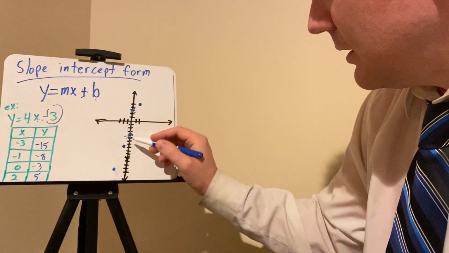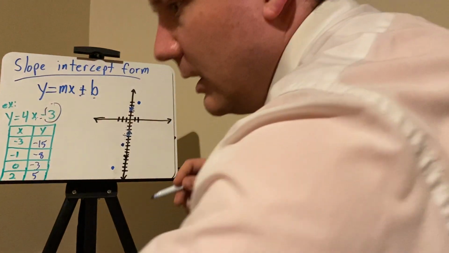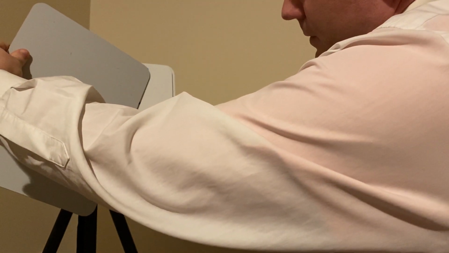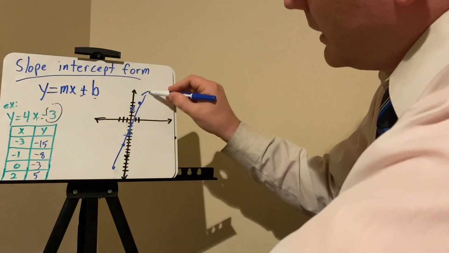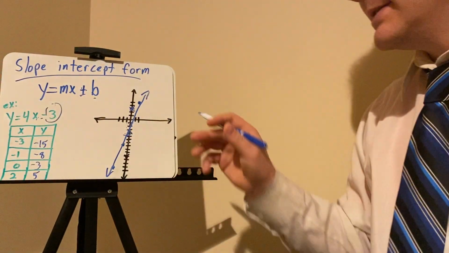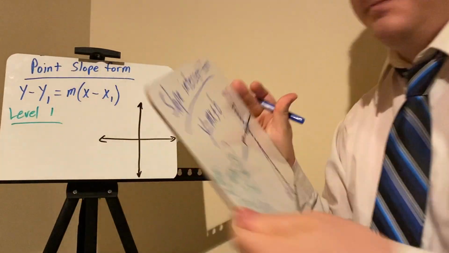I can use a straight edge or something, like my other slide here. If I had graph paper, it would definitely prove out to be a straight line. But since I don't, it's not going to be quite perfect. That's slope-intercept form.